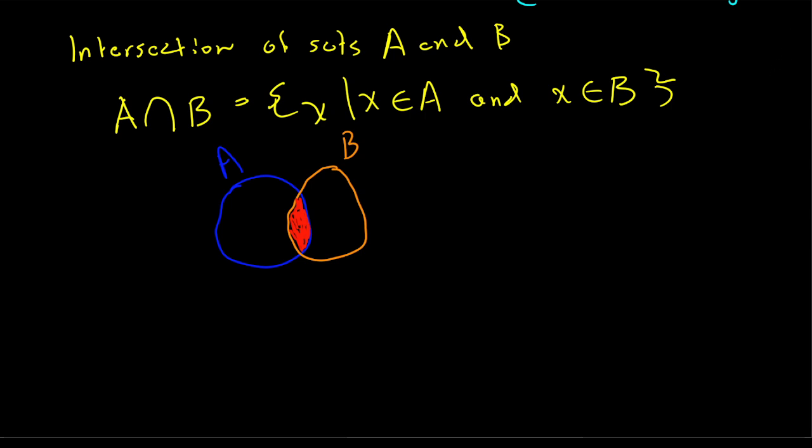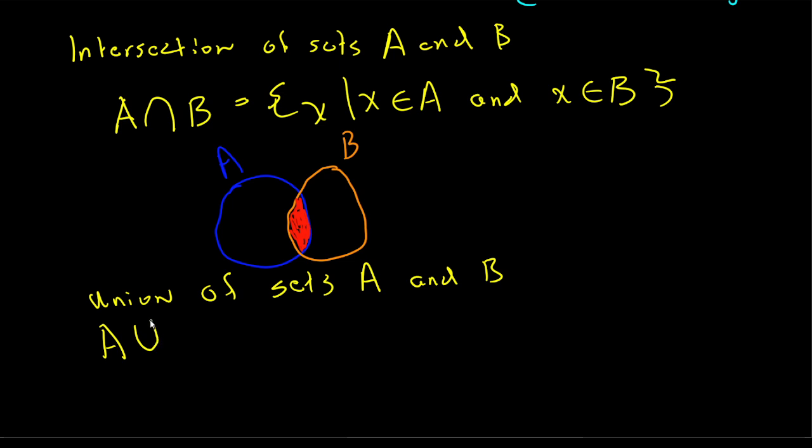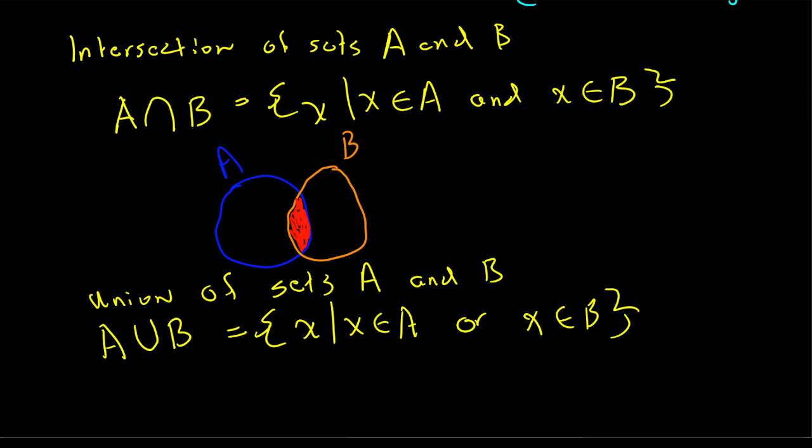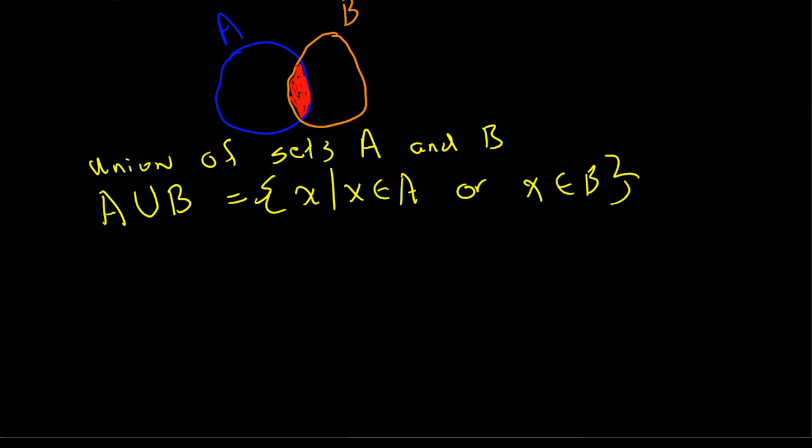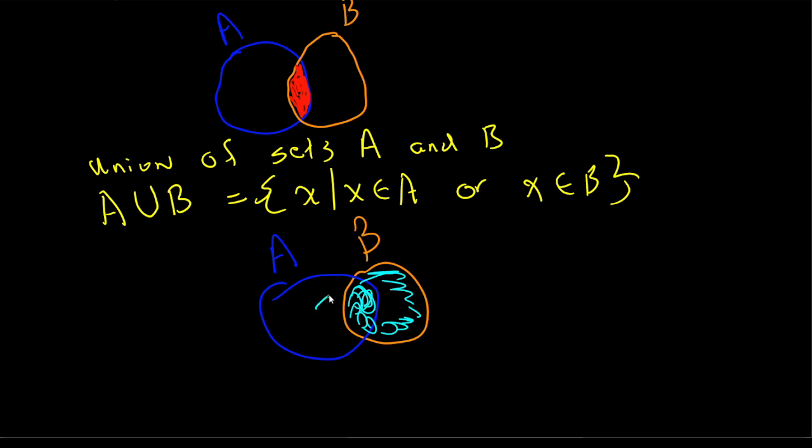We also have a construction called a union. The union of sets A and B, we're going to define as A union B is equal to all x such that x is in A or x is in B. And if we use the diagram we used before, where I have this being set B, and this being set A, then the union is everything in B and everything in A.